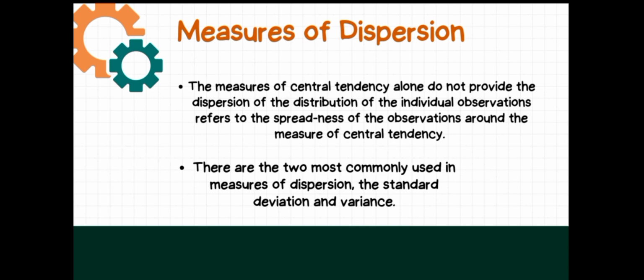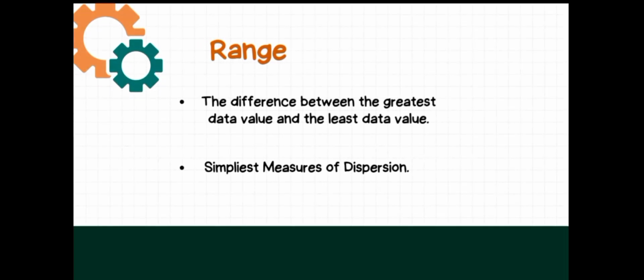And there are the two most commonly used measures of dispersion, the standard deviation and the variance. Isa rin sa mga halimbawa ng measures of dispersion ay ang range. Range, the difference between the greatest data value and the least data value. Ang range ay ang spread ng data mula sa pinakamababa hanggang sa pinakamataas na value sa ating dataset. Ito rin ang simplest measure of dispersion.